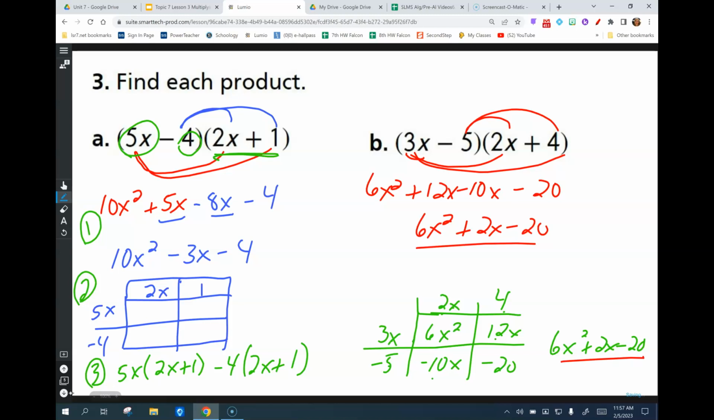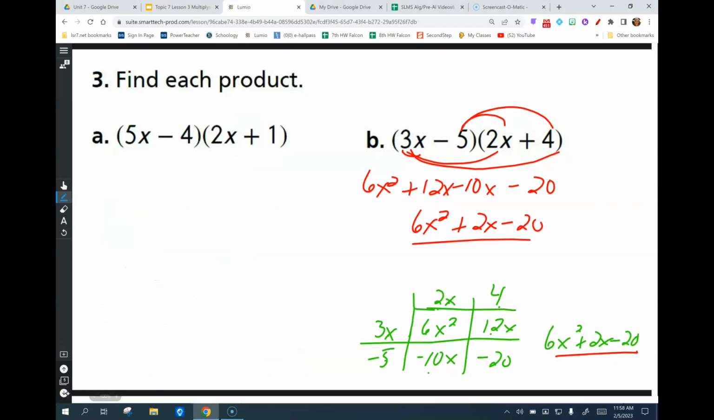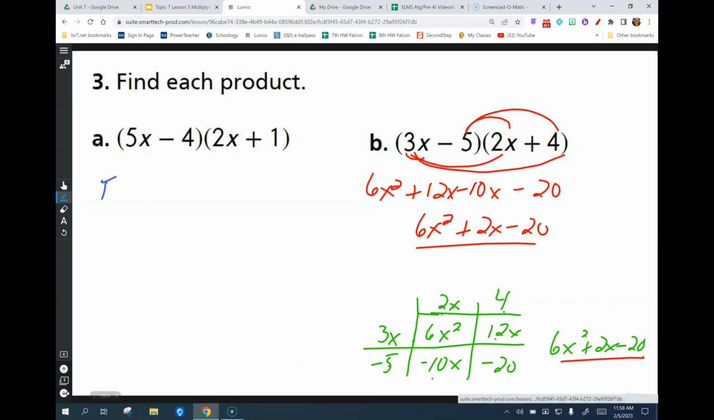Now, I do want to point out one more thing with this. This is done so much that at one point somebody named how we do this, and I'm going to tell you about that. So, another way that people think of this is what's called FOIL. I like to think of it as distributing twice because it feeds right into the next thing we're going to be looking at. But you'll sometimes hear somebody say, hey, just FOIL it.